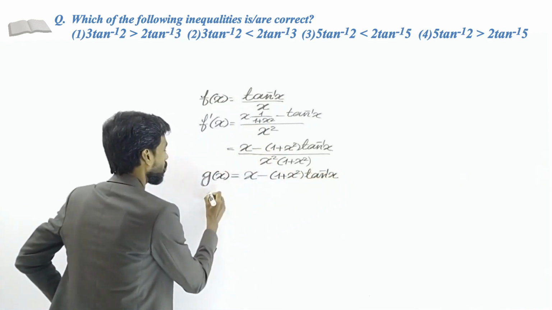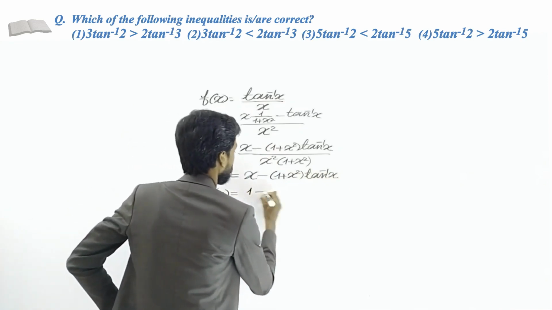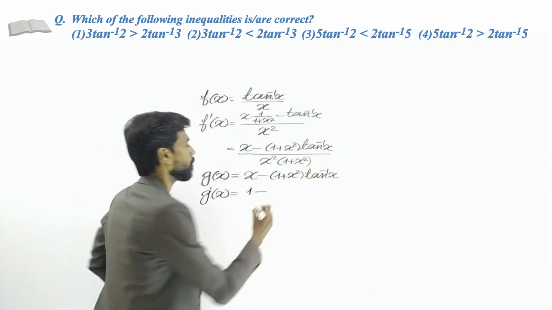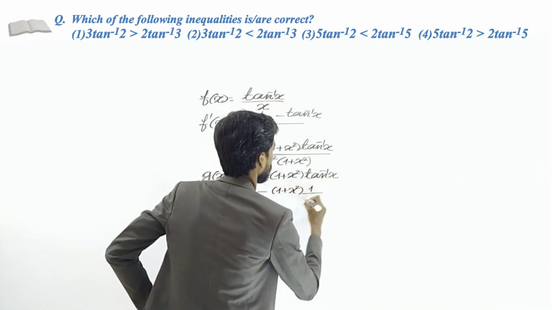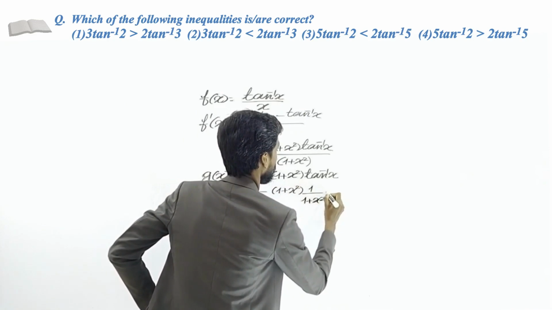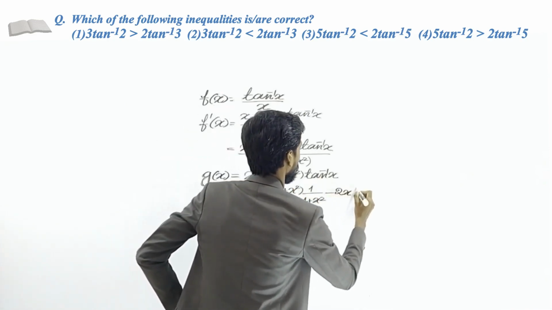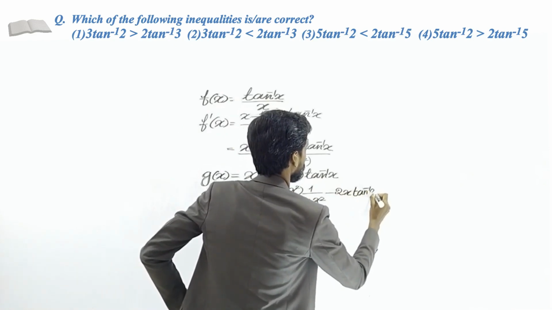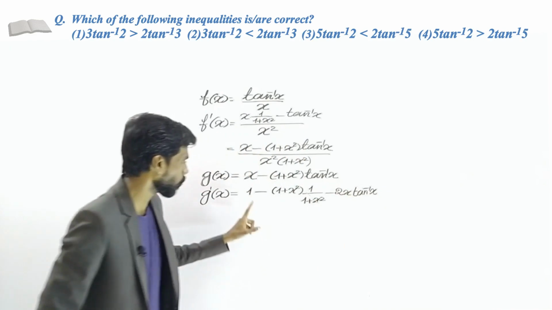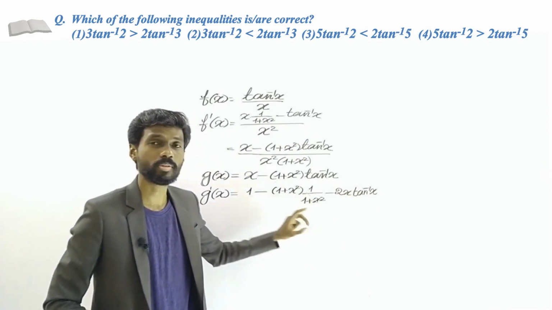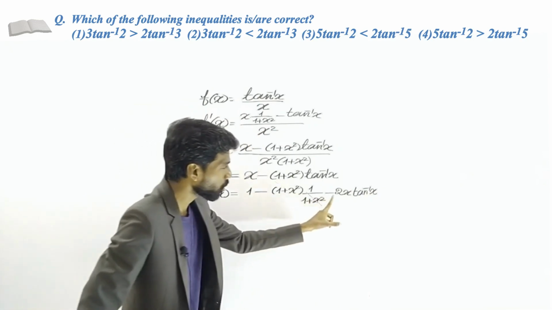Is this function positive or not? Let us check. g dash of x, the derivative, is 1 minus (1 plus x squared multiplied by the derivative of tan inverse x, which is 1 by 1 plus x squared), minus tan inverse x multiplied by the derivative of this, so 2x tan inverse x. Now 1 plus x squared and 1 plus x squared cancel, so this is 1 minus 1, which is 0. So it is minus 2x tan inverse x.